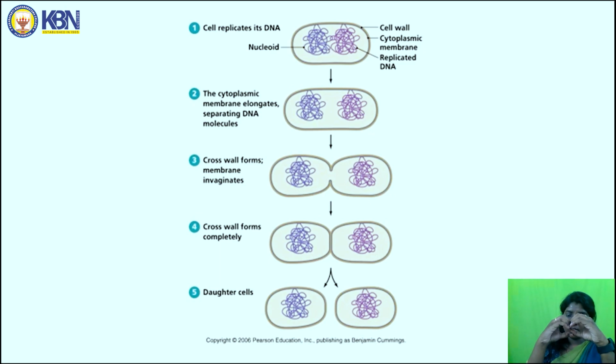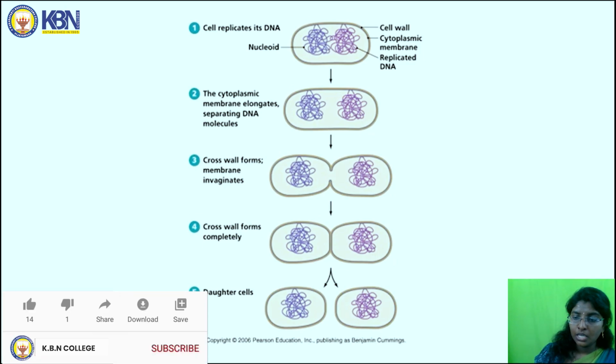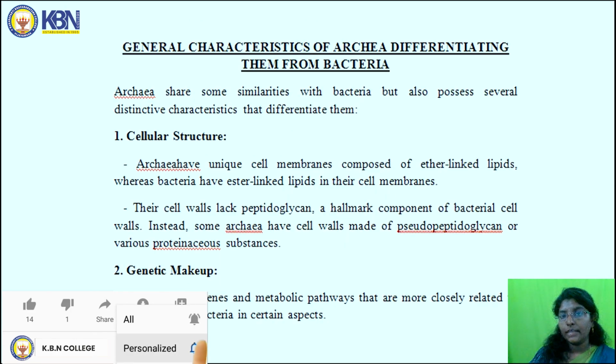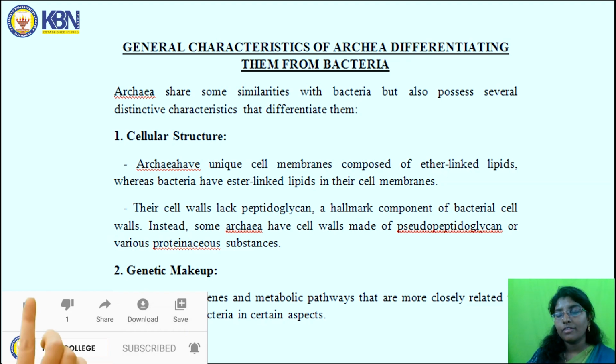After that, the cell wall is completely formed. After that, the daughter cells divide, and they develop into a single bacterial organism. This is the reproduction. And next, general characters of archaea, differentiating them from bacteria.